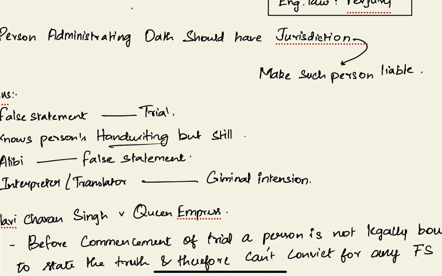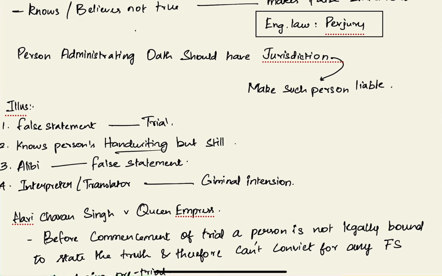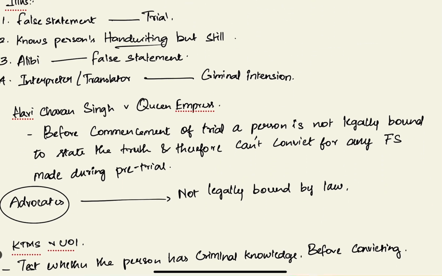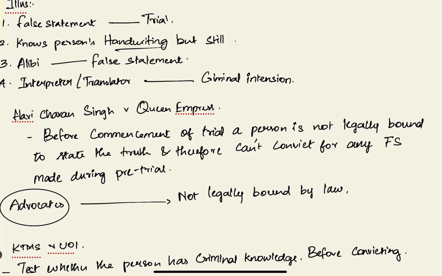And any false statement that has been made by an interpreter or translator, because these are very crucial when it comes to criminal convictions. And when such an interpreter with criminal intention makes such false statements, they could be held liable under this section. There is a case law for this, Hari Charan Singh versus Queen Empress.